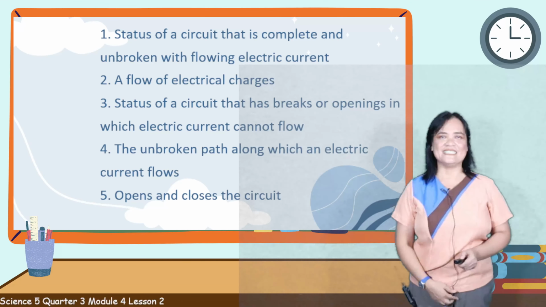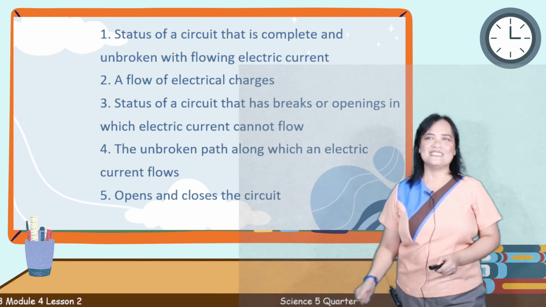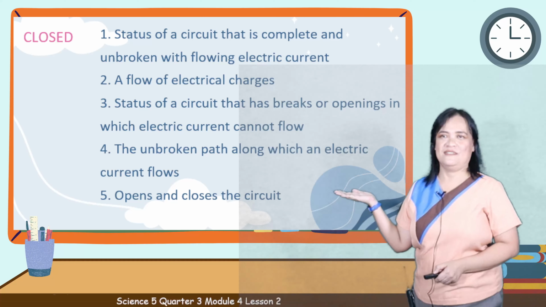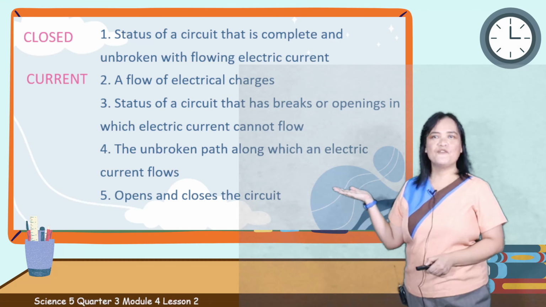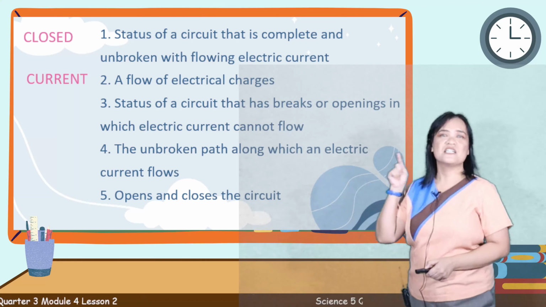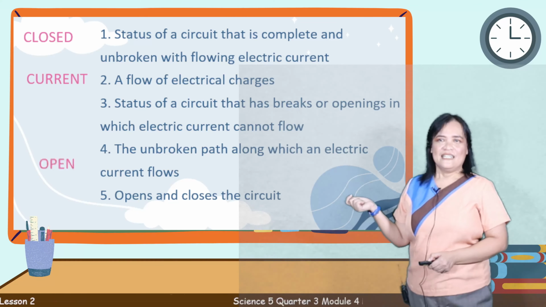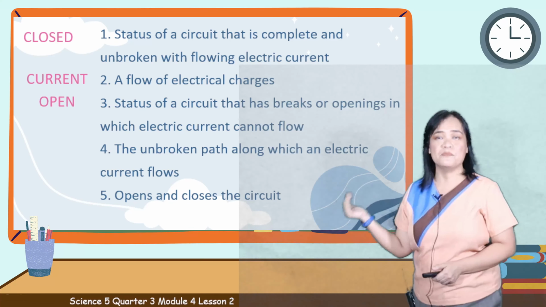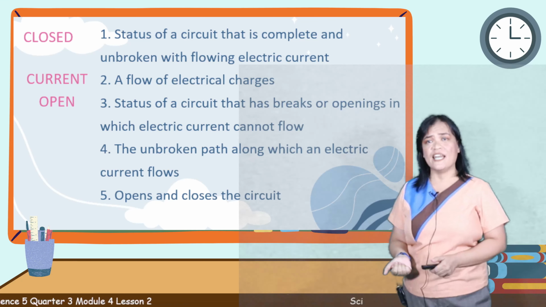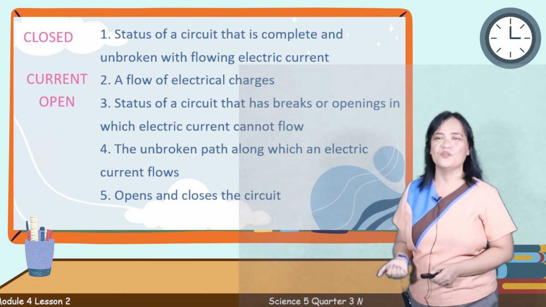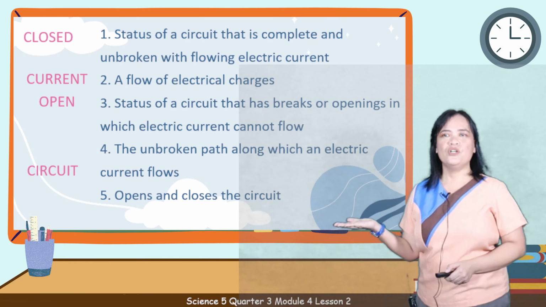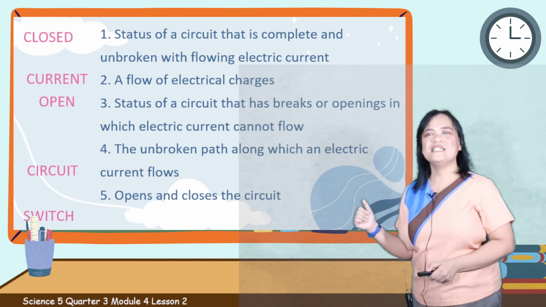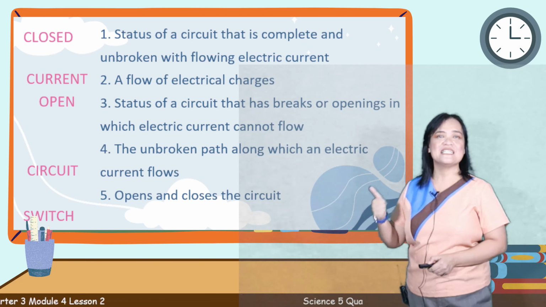So are you ready? Check your own. So number 1 is, the answer is closed circuit. Number 2, a flow of electrical charges. It is current. Number 3, open. Status of a circuit that has breaks or openings in which electric current cannot flow. Number 4, it's circuit. And number 5, opens and closes the circuit. It is switch.